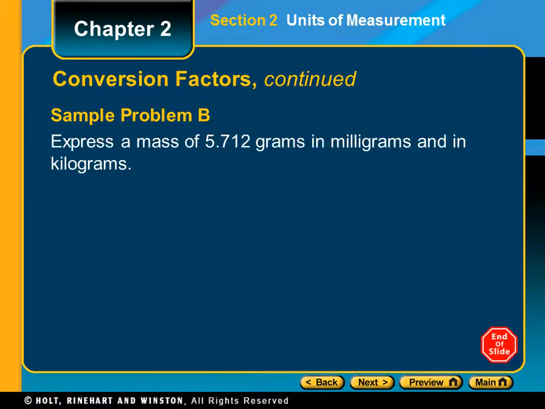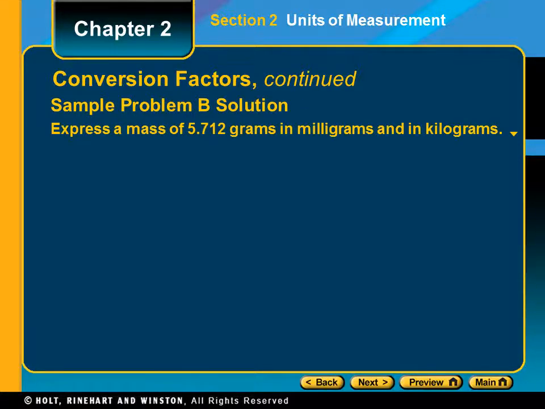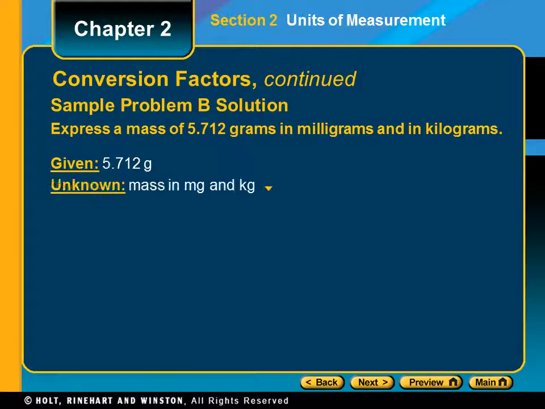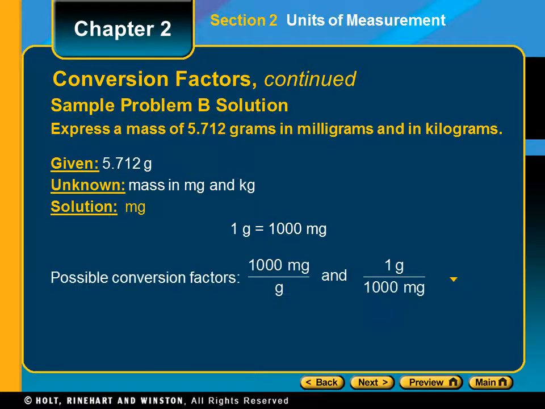So here's another sample problem. Express a mass of 5.712 grams in milligrams and in kilograms. So here you have, that's what you're given. You want to get the mass in milligrams and kilograms. Let's solve it for milligrams first. We know that 1 gram equals 1,000 milligrams, which means you can have one or the other on top. You need to decide which one you're going to have on top based on which unit you want to cancel out and which unit you want to have at the end of the problem in your answer.